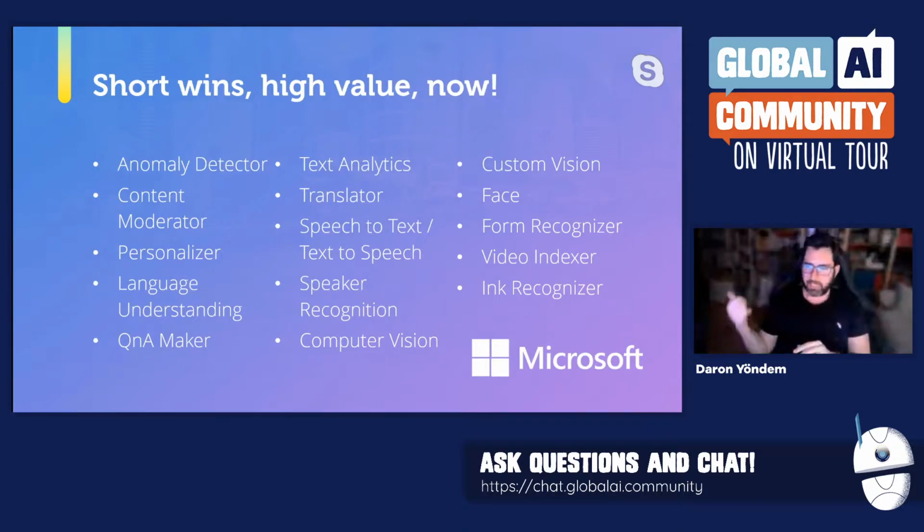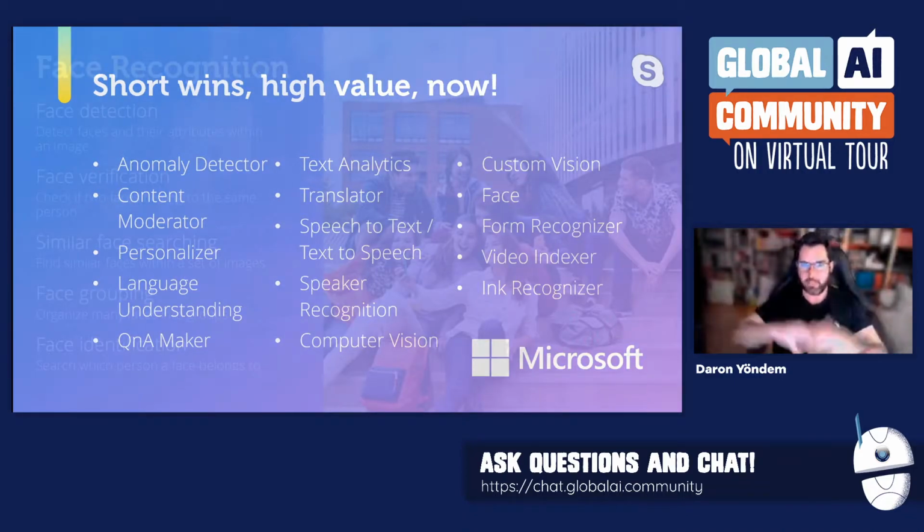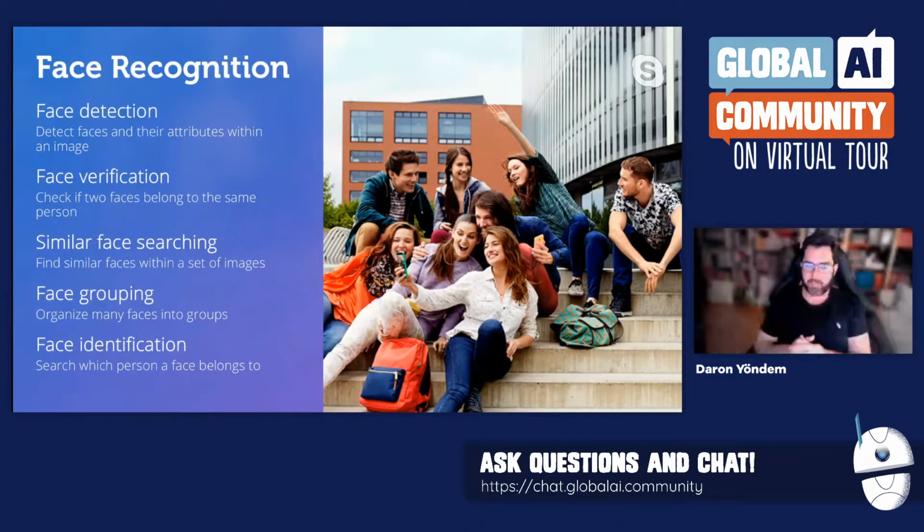The other one is, let's do the demo for it. I guess we have enough time to do that. Now, let me jump here. So face recognition, that's the first step. That's the big group of services we have in cognitive services. All that we're going to talk about today will be mostly cognitive services. So we have face detection, face verification, similar face searching, face grouping, face identification.